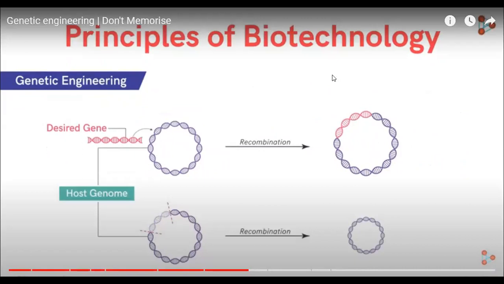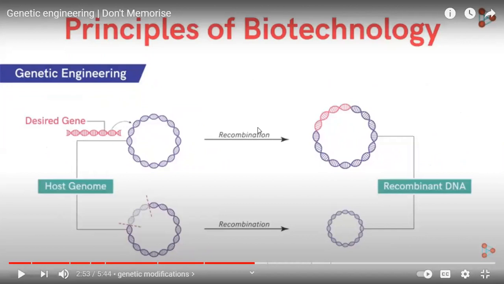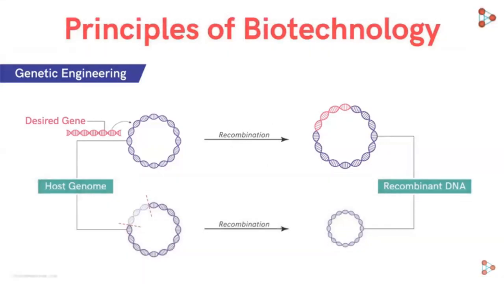DNA obtained after modification is known as recombinant DNA. What is this recombinant DNA? See, this is a desired gene. We are isolating it and combining it with the host one. Technically, genetic engineering can be done in many ways. Recombinant DNA is one way to pursue it.